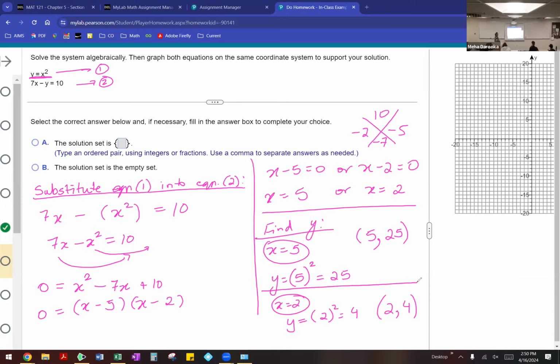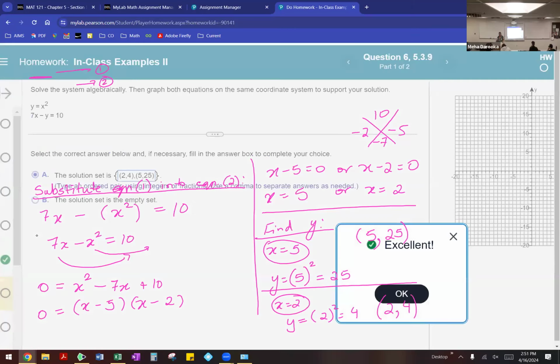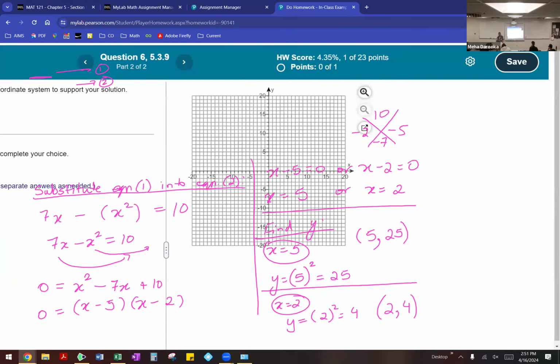Everybody okay so far? Any questions? All right. Let's check those answers then. So solution A. And you are typing these guys in as ordered pairs. So 2, 4, comma, and then 5, 25. Okay, that is looking good.